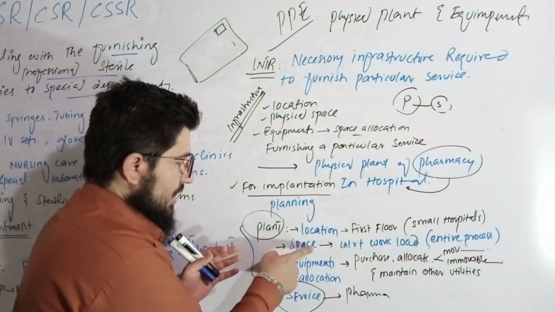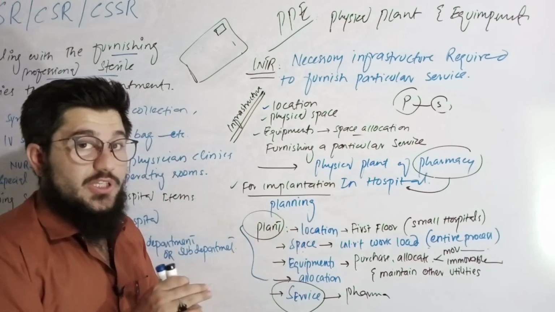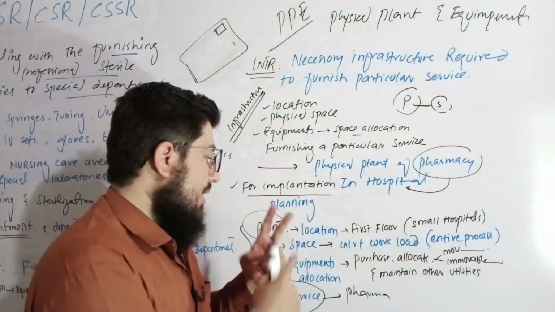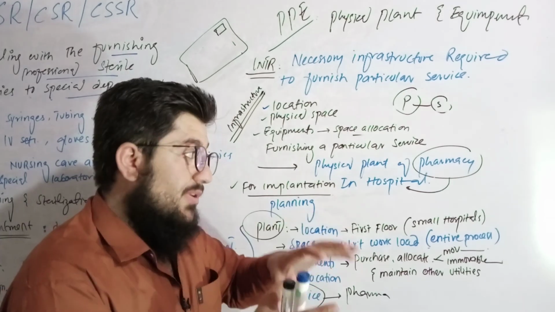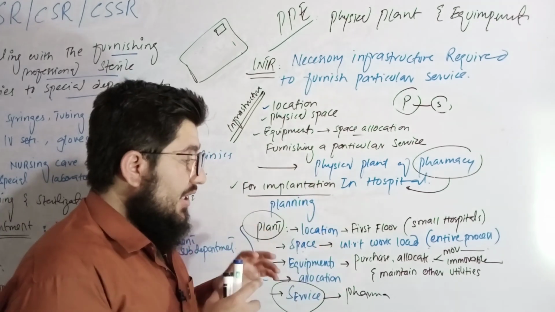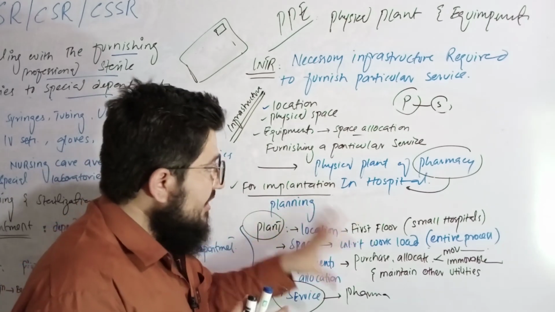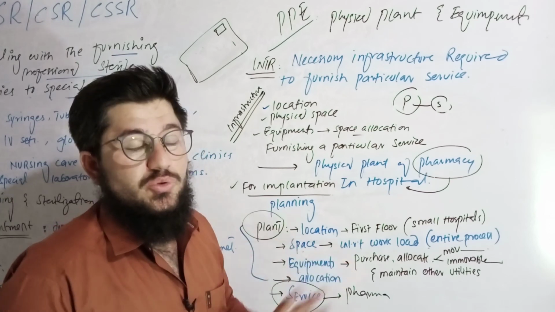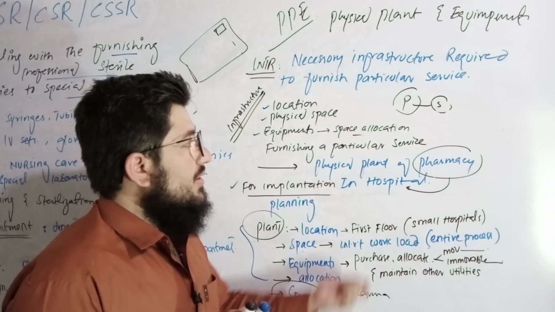Then after that, when the location is identified, we must go for the space, how much space is needed. First of all location is a must, then space. After that, equipment must be purchased, then those equipment must be allocated, and at the end, when all things are done, the plant is now prepared. From this plant we will have a service, that is, the pharmacy provides multiple services to the public and to the entire health sector. So in short, this is PPE.